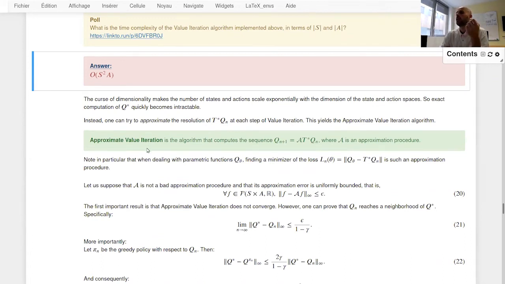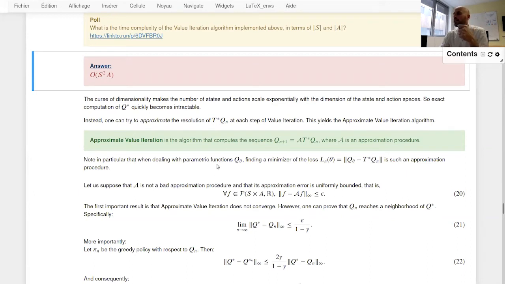Approximate value iteration is the algorithm that computes the sequence Qn plus one equals A of T star of Qn, where A is an approximation procedure. Note in particular that when we're dealing with parametric functions Q theta, finding a minimizer of the loss ln of theta equals the norm of Q theta minus T star of Qn is such an approximation procedure, because the minimizer needs not go to zero.